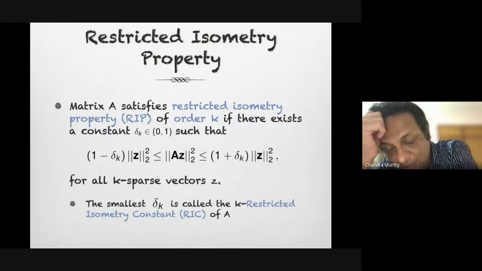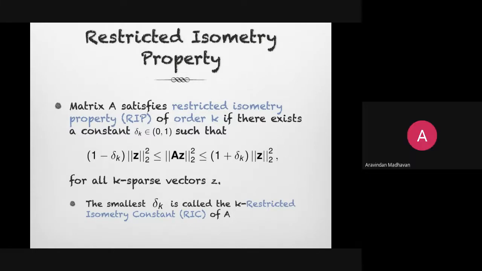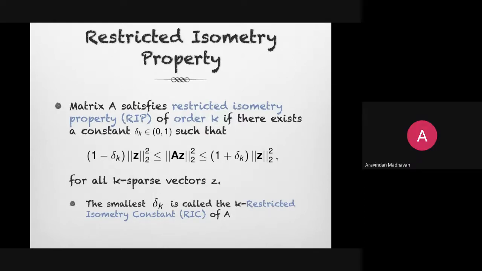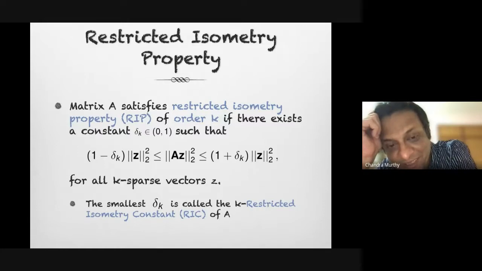Now again, yes, please go ahead. Can you tell your question again? Is some of the literature saying that finding delta K is NP hard? That is correct. I didn't talk about it, but you are right. Finding delta K is actually an NP hard problem.